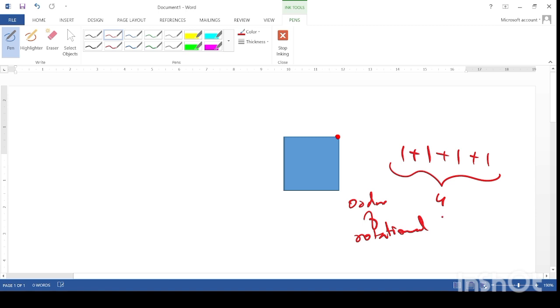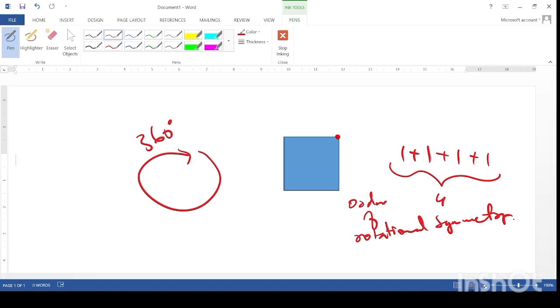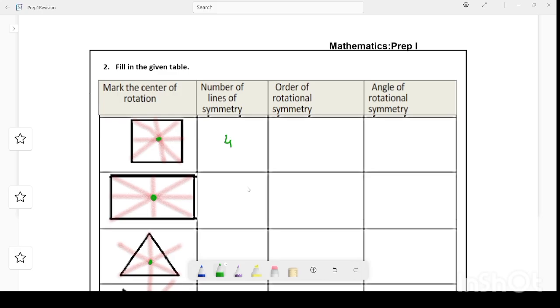rotational symmetry. The order of rotation symmetry is that whenever we are rotating a shape up to 360 degrees, how many times it's repeating the same shape. That number of times the shape repeats itself is the order of rotational symmetry. Okay. So now come to the problem again. That's why the order of rotation symmetry of this is 4.